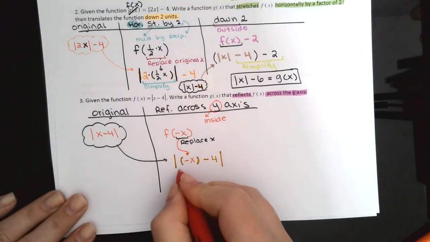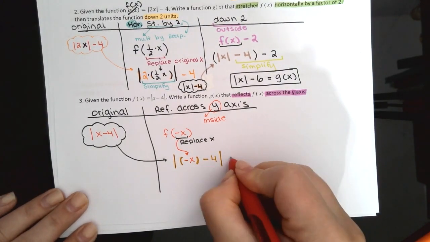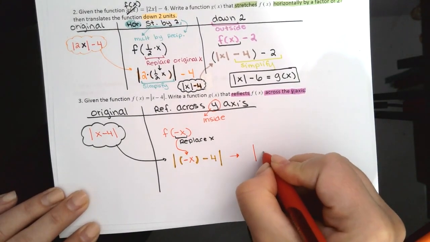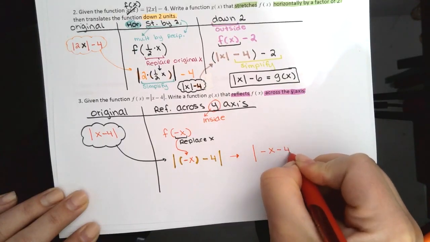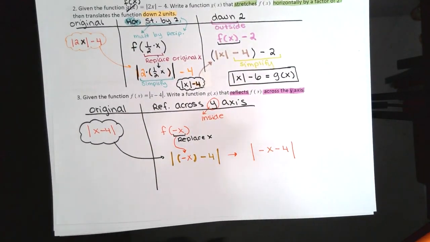Go ahead and simplify. Well, it's inside. I can't really simplify anything. So we have absolute value of negative x minus 4. This is something that you saw on homework number 2, where we can continue to simplify this.